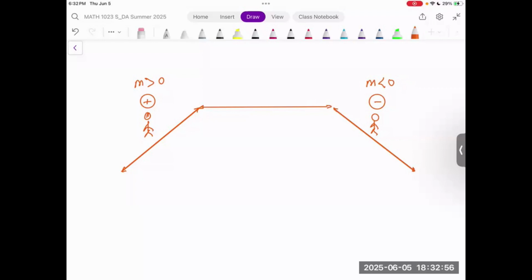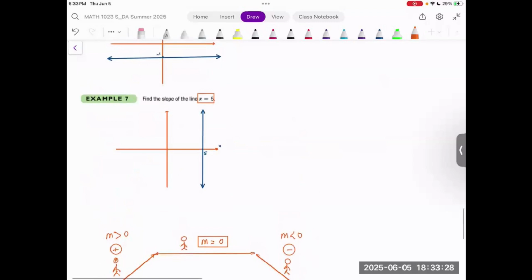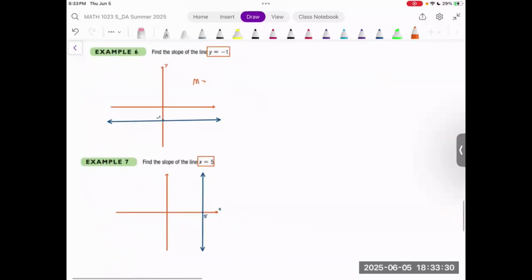We're okay? What's the number between positive and negative? 0. 0 is the number between positive and negative. Or you are not gaining anything, right? m equals 0 over here. So you are not gaining any height. You are gaining 0 height, or losing 0 height. Are we okay with this? So a horizontal line is going to be 0, and that's the case over here, m equals 0, right?